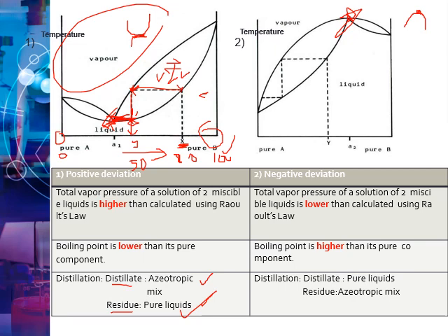Okay, alright, so now look at this one. Look at this graph. This is graph of negative deviation. The same thing, we have pure A, we have pure B. So this is rich in B. Okay, this is rich in B. Right, so we have a maximum temperature, this one temperature, second temperature, and third temperature.